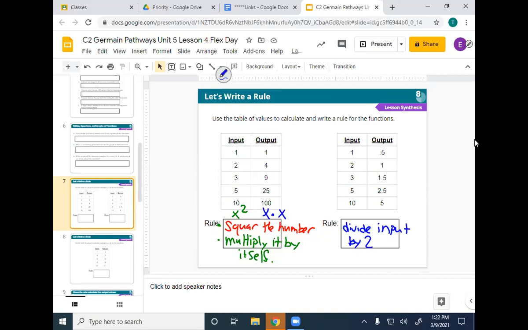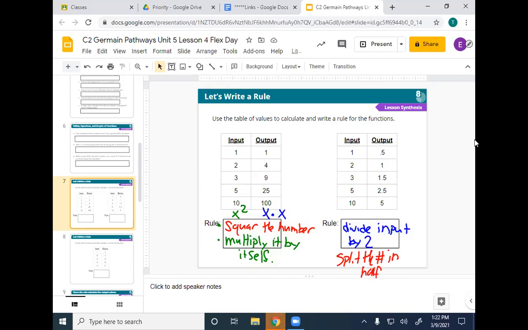Is there a way that someone else wrote it as opposed to a sentence with words? Is there another way that we could write this? There's a couple other ways that you could write this. What do you think, Alyssa? Did you write it as split the number in half? Yeah, you could say split the number in half. That's another way of writing it.